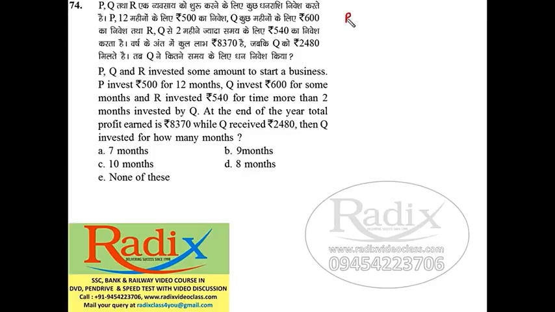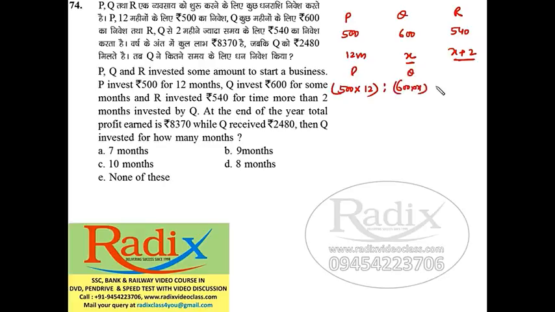So for this we'll do like this: P, Q and R. P invested rupees 500 for 12 months. Q invested rupees 600. Let Q invest for x months, and it is given that R invested 540 for a time which is 2 months more than Q's time, and Q's time is x, so this time would be x plus 2. Now they will divide their profit in the ratio of their investment and time. This is the part of P. This is 600 into x, this is the part of Q, and finally the part of R, 540 into (x plus 2).